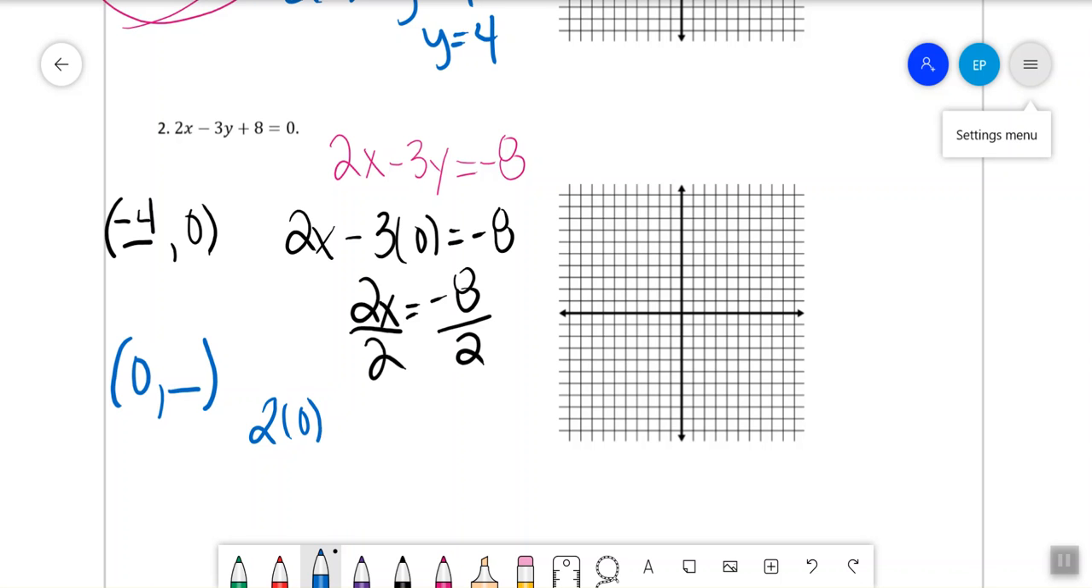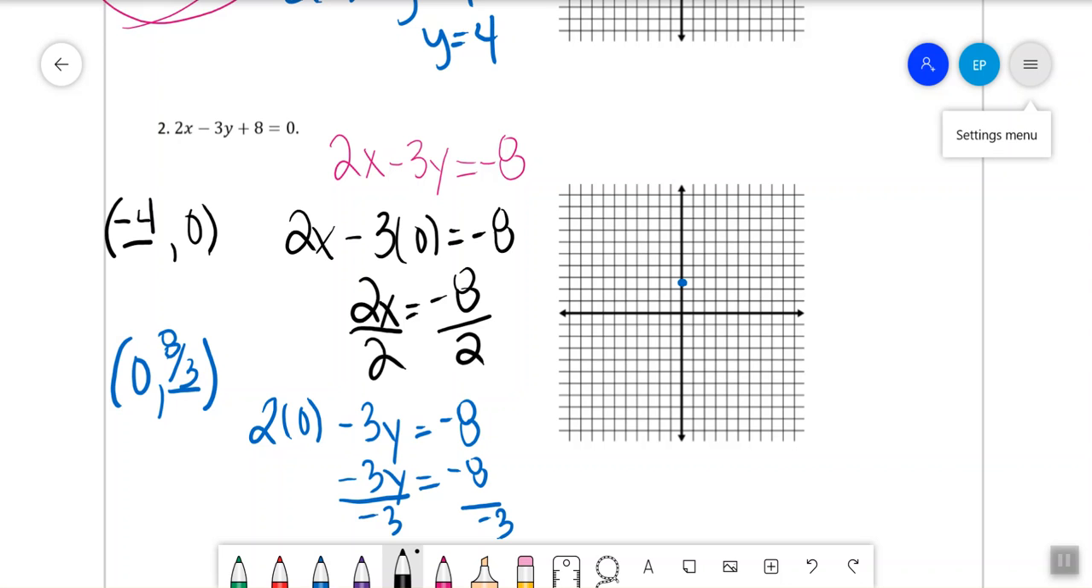2 times 0 minus 3y equals negative 8. Negative 3y, whoops, equals negative 8. Divided by negative 3. I get 8/3, or roughly 2.666. So, roughly 2.66, so I'm going to come here and put that there.